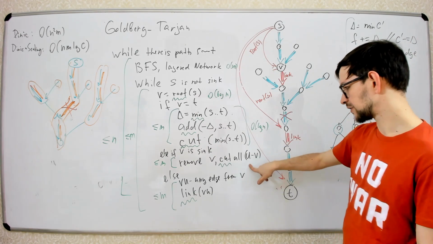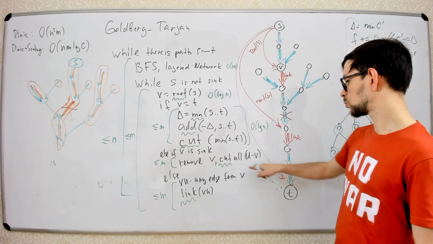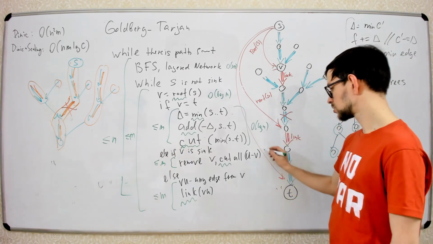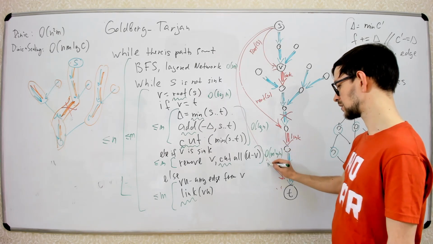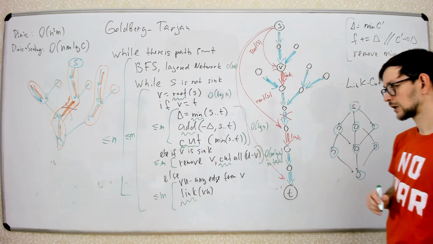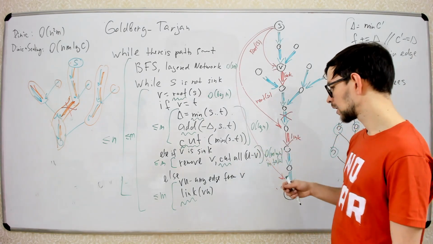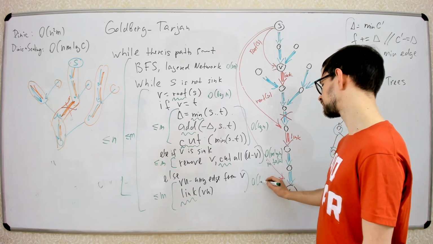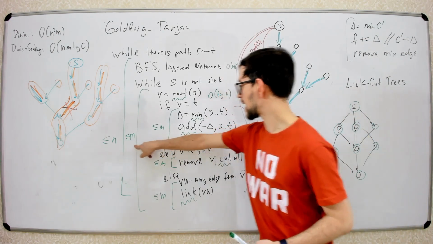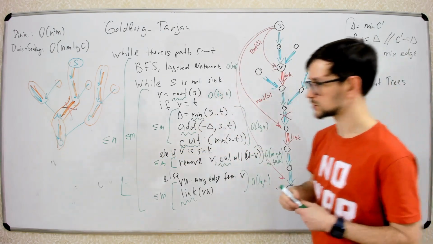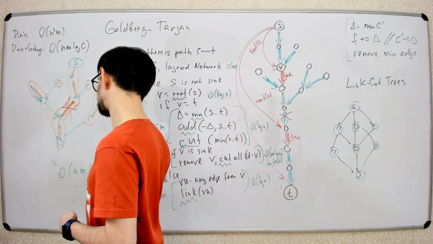But here it is slightly different, because we need to cut all possible edges, not a single edge. But we cut each edge at most once, so it is m log n in total. Again, each edge will be cut only once. And here we spend log n time. So the final complexity will be n multiplied by m multiplied by log n. So the complexity will be nm log n.